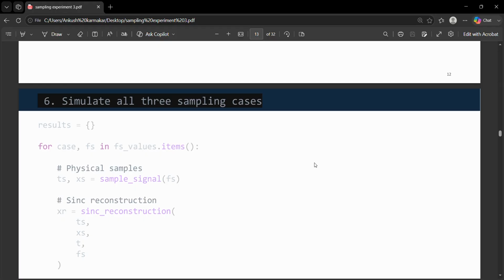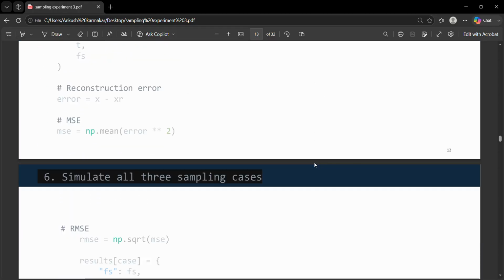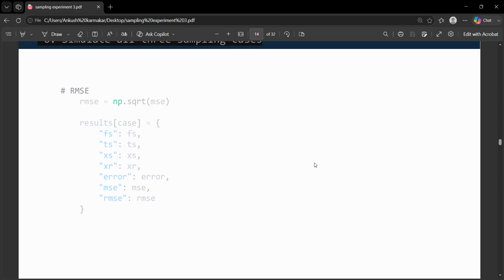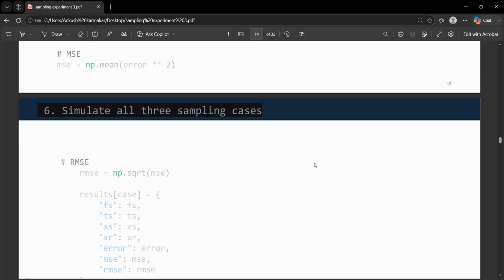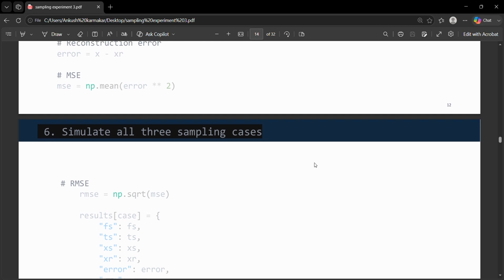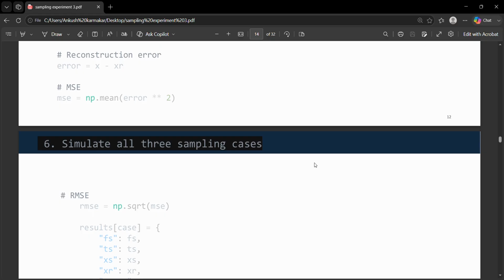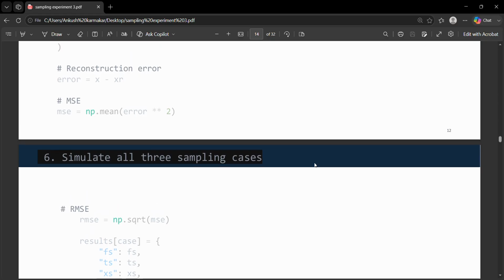Simulate all three sampling cases. Simulation and error. For each case, it generates physical samples, reconstructs the signal using sinc interpolation and calculates the reconstruction error.